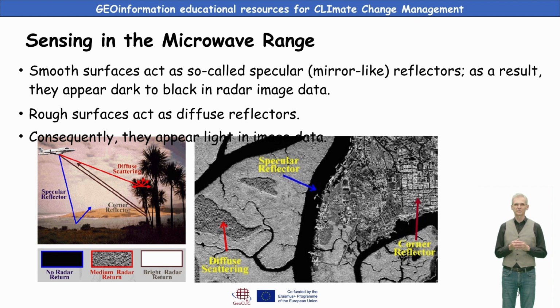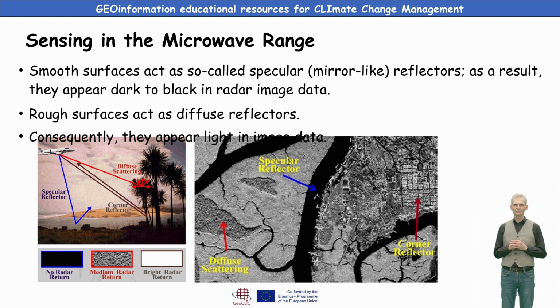You can see a schematic representation of the method of returning the radar pulse and examples of the appearance of individual surfaces on the left part of the slide. And on the right part of the slide, you can see how these objects look on the radar image.